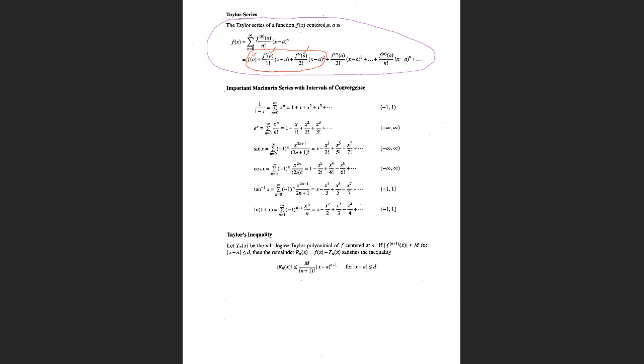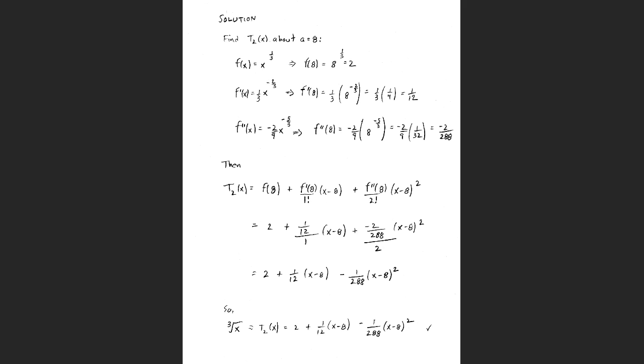Okay, so let's proceed here. Again, I'm finding the second degree Taylor polynomial about a equals 8. My function is x to the 1/3 power, that's the cube root of x. Here's the first derivative, here's the second derivative of my function. And then I'm evaluating the function and the first two derivatives at a equals 8.